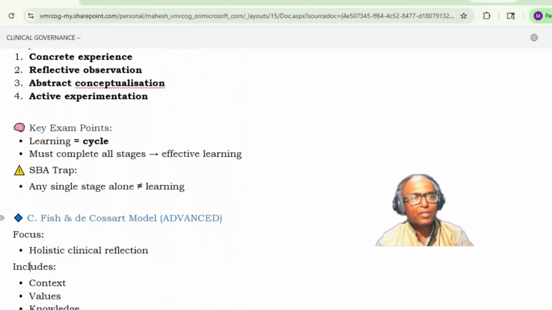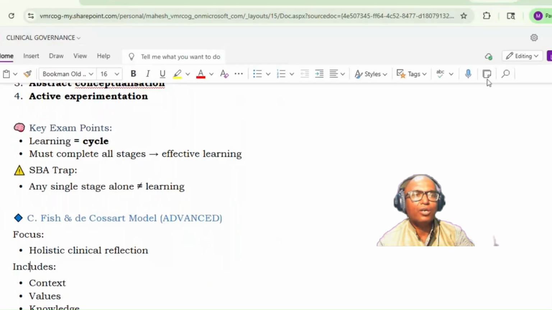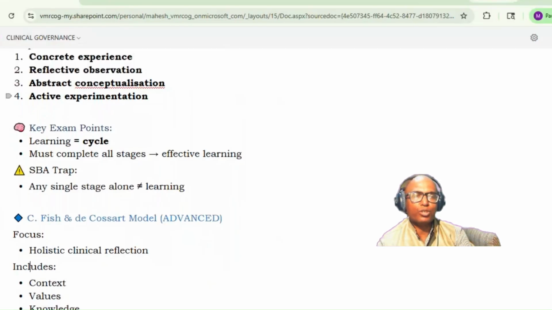So basically it is a learning cycle, and you must complete all stages for effective learning. If any single stage is missing, then there is no learning. Any single stage alone is not learning. So this has to be a complete cycle. Concrete experience should be there. Then there has to be reflective observation. From that observation, there should be abstract conceptualization, and there should be active experimentation.